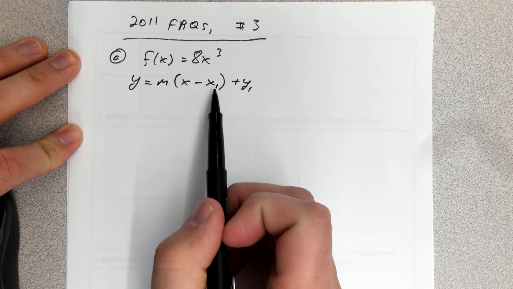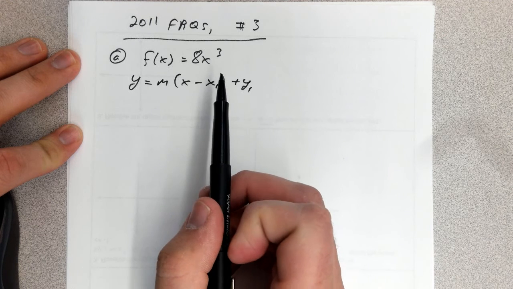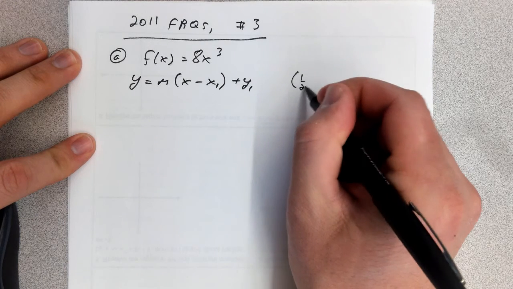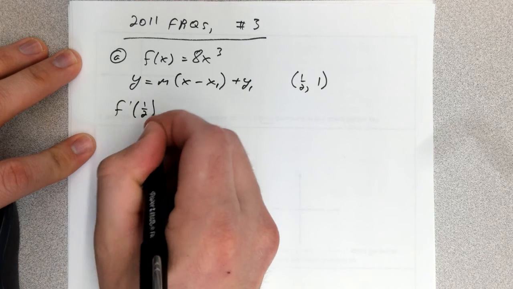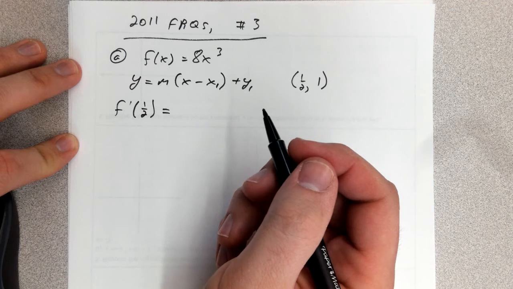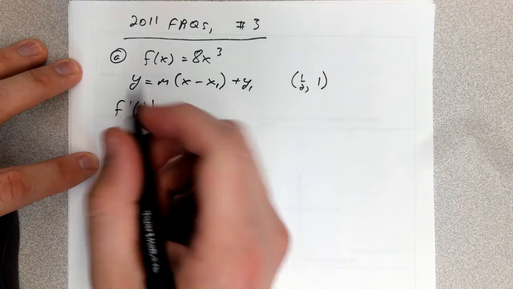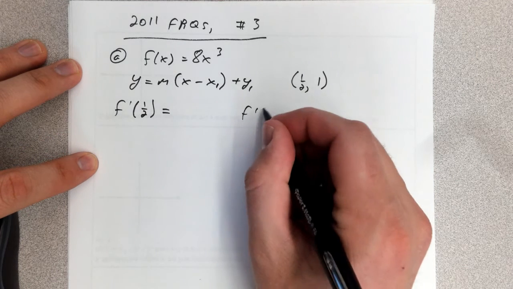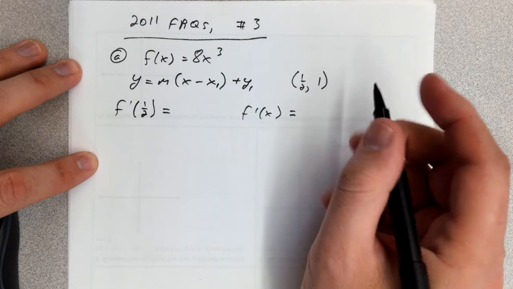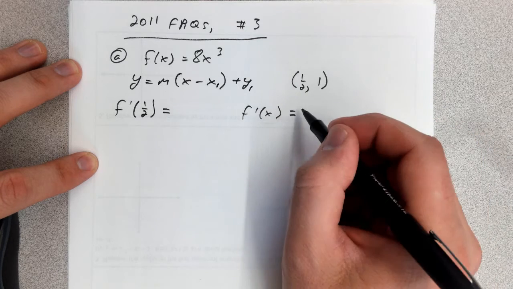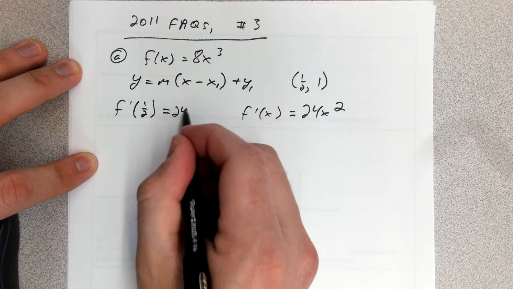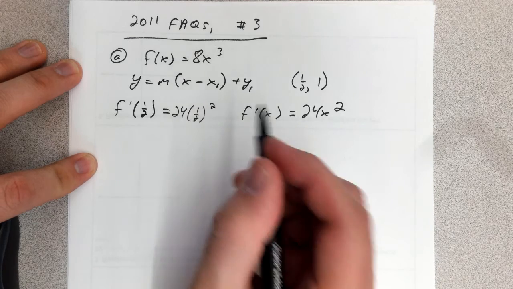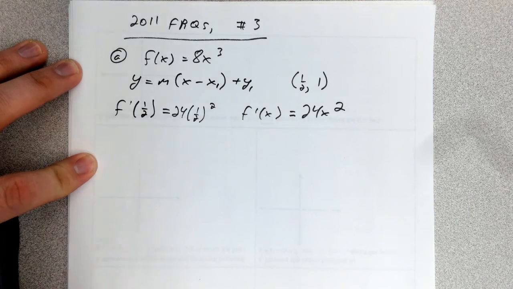We have the point. It's given there at 1/2, 1, and we just need the derivative at 1/2. So we need f prime of 1/2. This is, I think, a non-calculator. So anyway, we figure out that f prime of x is equal to 24x squared. Okay, so f prime of 1/2 is going to be 24 times 1/2 squared, and that ends up giving you 6.